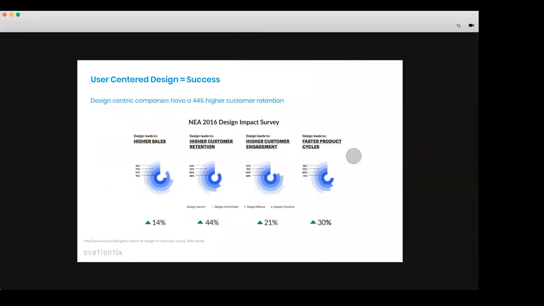And then this is a stat we wanted to share to show that having a design-centric process doesn't just lead to better products, but also has a clear business benefit. NEA, which is one of the world's largest venture capital firms, did a design impact survey, and I think they do this every year. This one is from 2016. You'll see here that design-centric companies have a 44% higher customer retention rate, as well as higher sales, higher customer engagement, and faster product cycles.